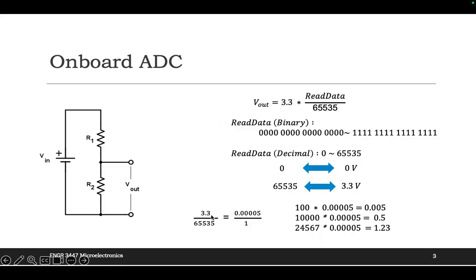But 3.3 divided by 65,535 is just 1 unit, just like the minimum resolution, am I right? Which means 1 unit is how much voltage. When you read 100, this is your output voltage. And when the read data is 10,000, this is your output voltage. And if your read data decimal number is this one, this is your output voltage, you know that, am I right? Any questions so far?